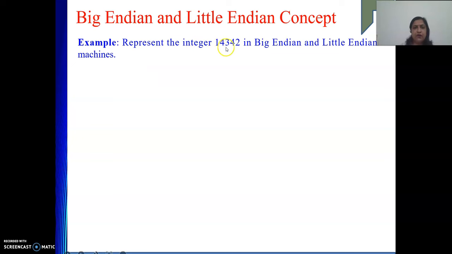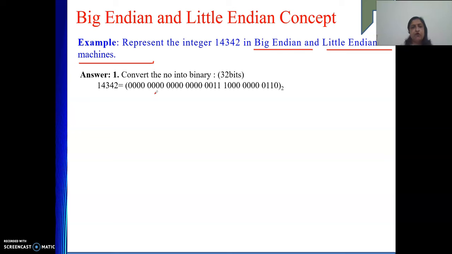Say we have taken one integer 14342. This is my integer in decimal. It is given, right? So this decimal integer is given to us and we are supposed to store it in a big Endian machine as well as in a little Endian machine, right? And our assumption is that our integer takes 4 bytes.